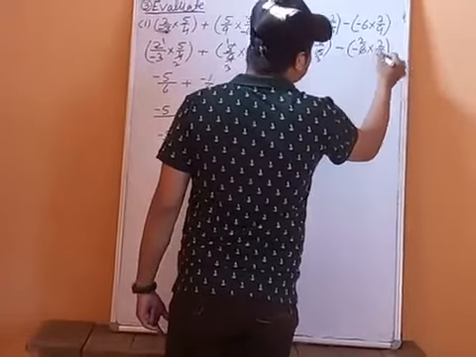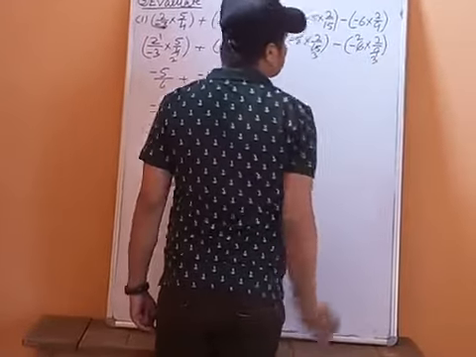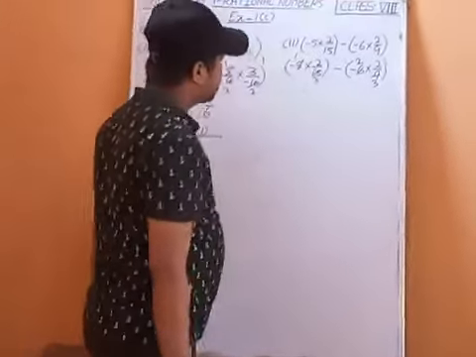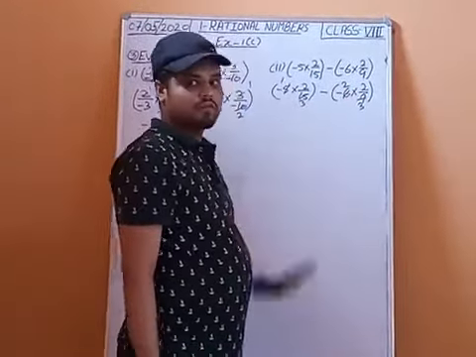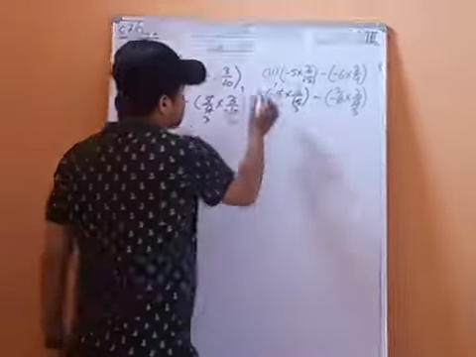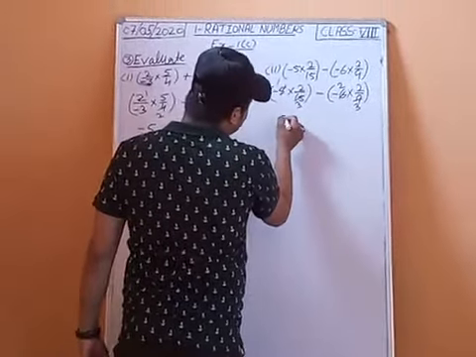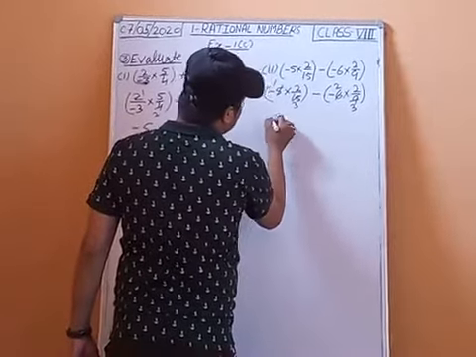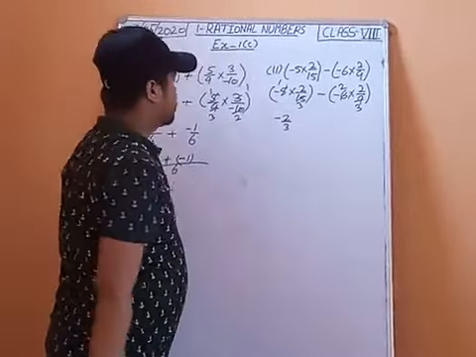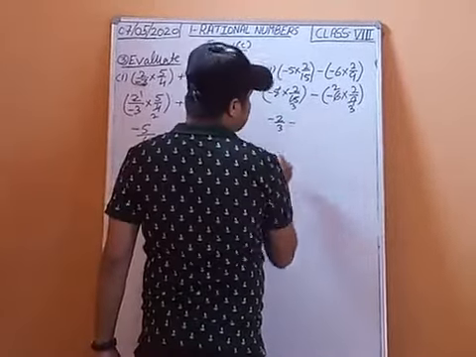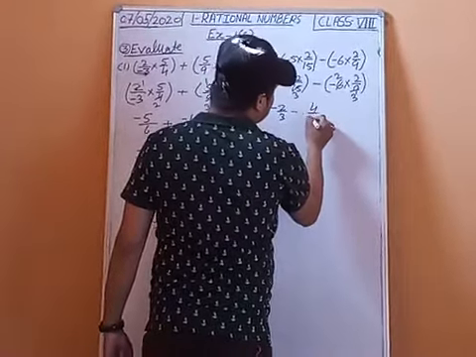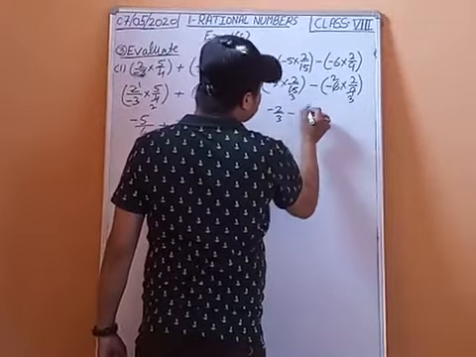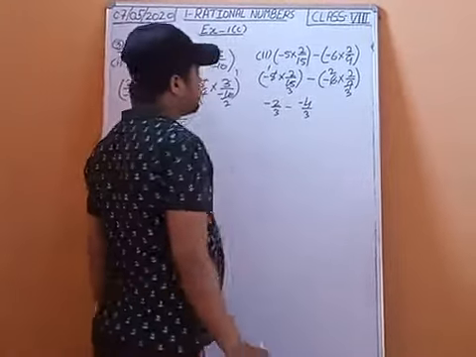Then 3 2 the 6, 3 3 the 9. We cannot divide this 2 1 the 2. They are multiplied. 2 2 the 4. So 1 2 the 2 upon 3. So minus 2 upon 3. Then this minus sign. 2 2 the 4 upon 3. So minus plus minus 4 upon 3.